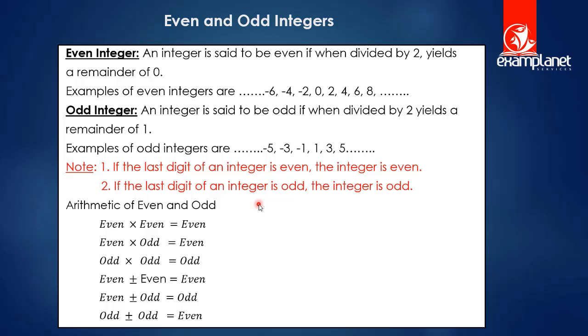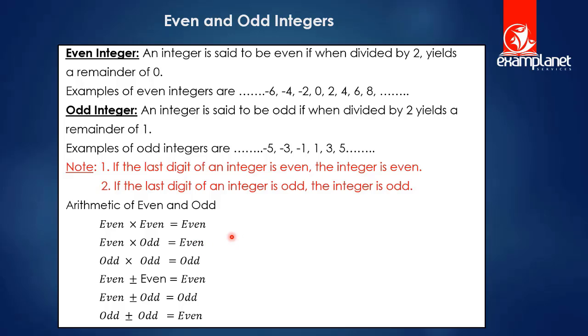Okay, and then also even times odd will give us an even result, while odd times odd will give us an odd result. So when we multiply two evens, we have an even result. When we multiply two odds, we have an odd result. When we multiply one even and one odd, we have an even result.